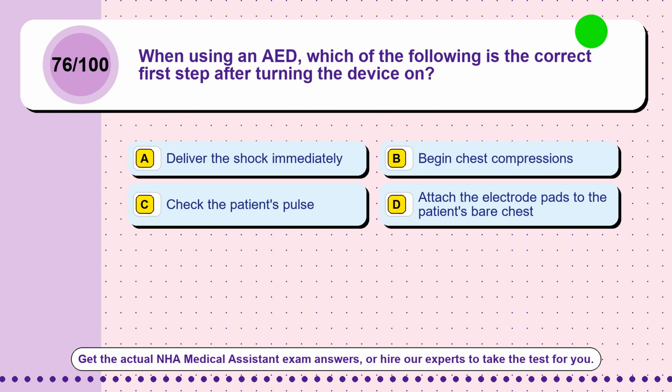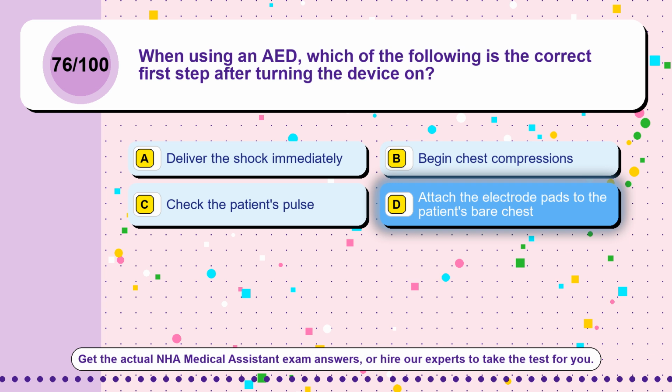Question 76. What type of consent occurs when a patient is fully informed of the risks, benefits, and alternatives of a procedure and signs a document? Option A, informed consent. Option B, implied consent. Option C, verbal consent. Option D, statutory consent. The correct answer is option D.